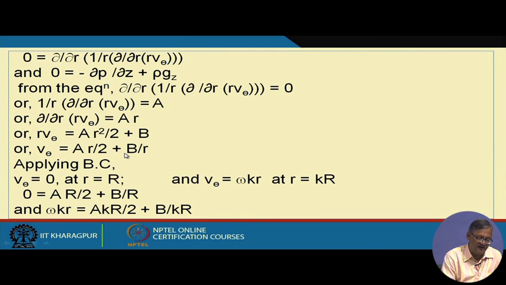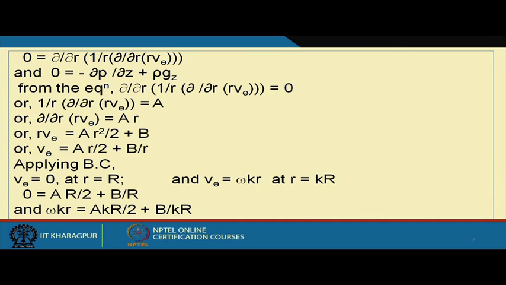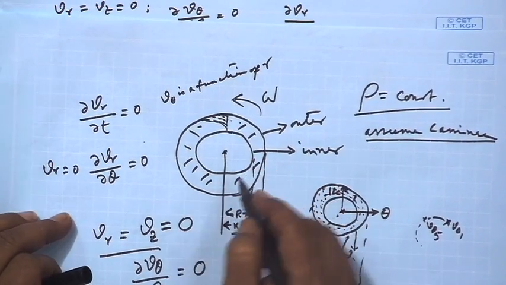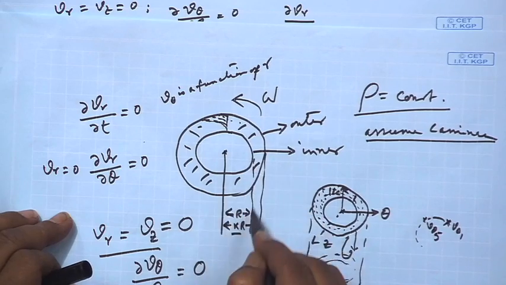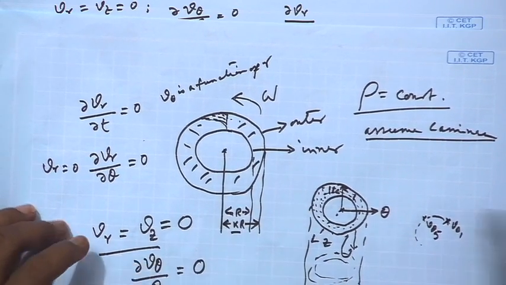Now, we have the equation and two integral constants, a and b. So, we have to find out what a and b are, using the boundary conditions. The boundary is v theta is equal to 0 at r is equal to capital R, that is what we have said. At r equal to capital R, this is constant. So, v theta is equal to 0 at r is equal to R.